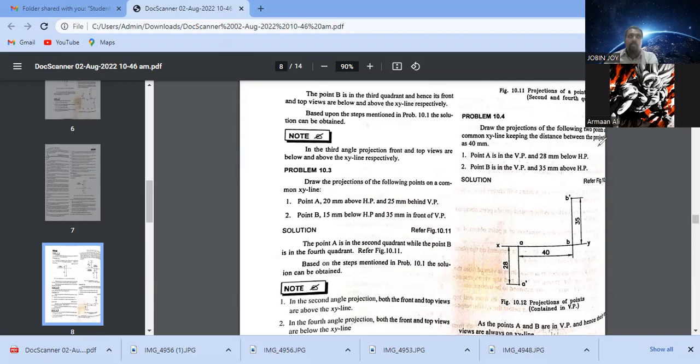Number one, point A is in the VP, the vertical plane, and 28 millimeter below HP. Then second question, point B. Point B is in VP and 35 millimeter above HP.